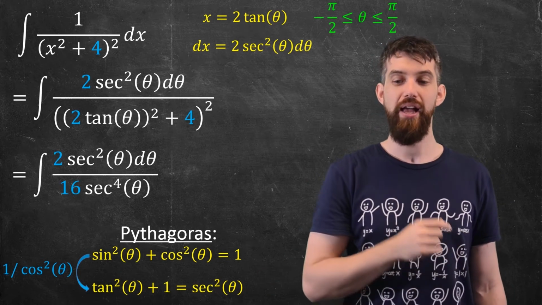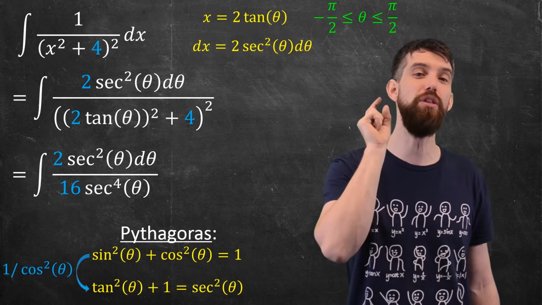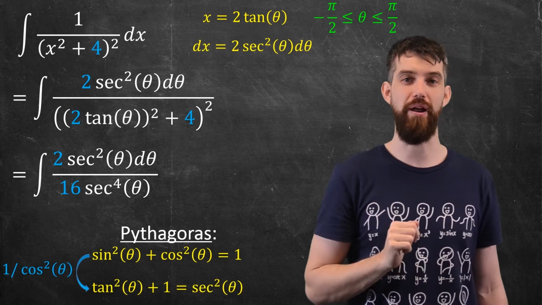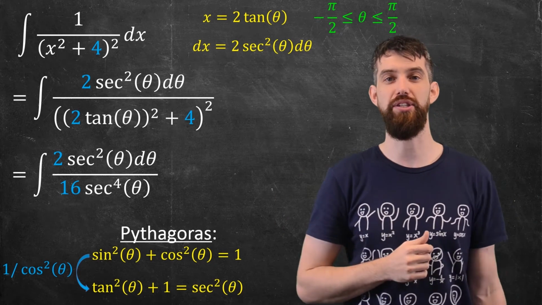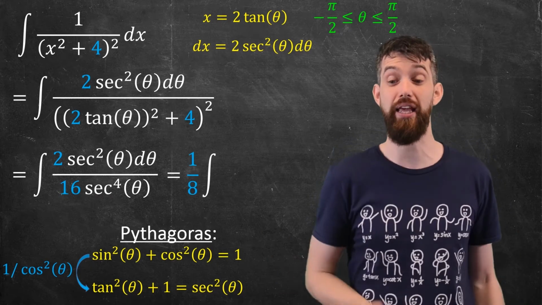So what do I get? 2 over 16, the secant squared on the top, and then I get a secant to the power of 4 on the bottom. Secant squared and then squared again, secant to the 4th. All right, this is just a trig integral. So let's just solve it like it's a trig integral.